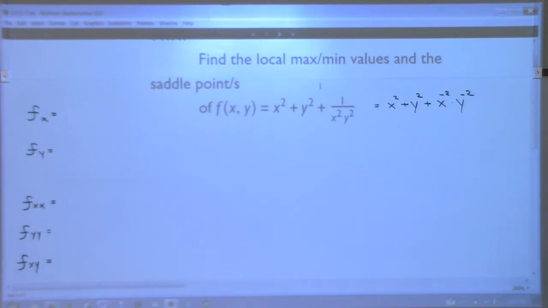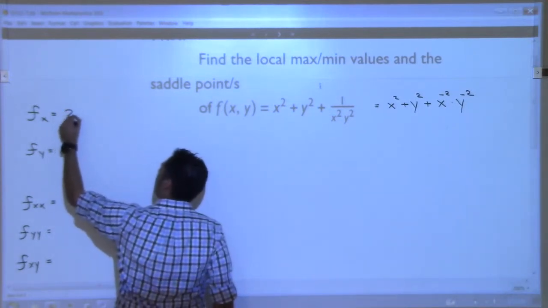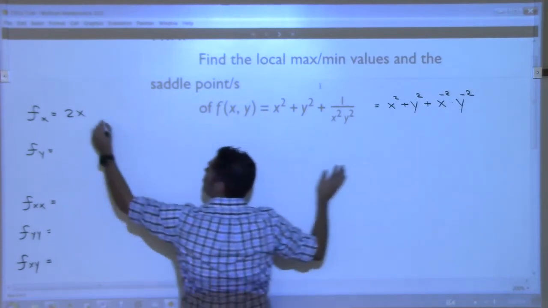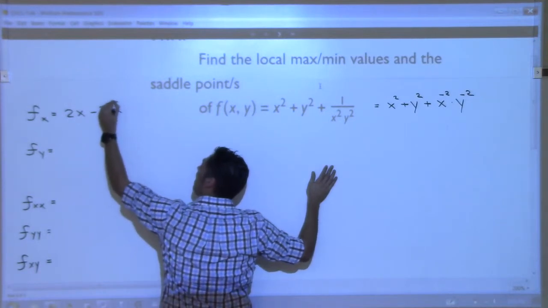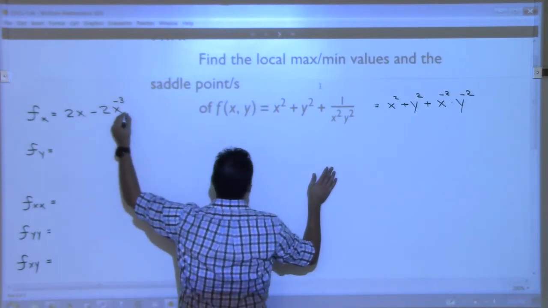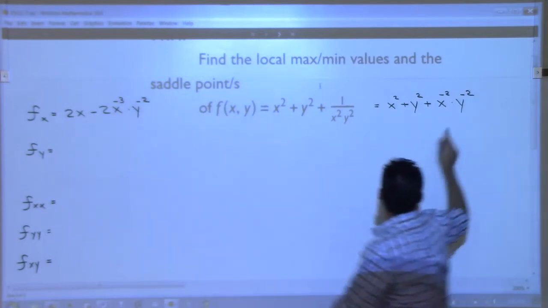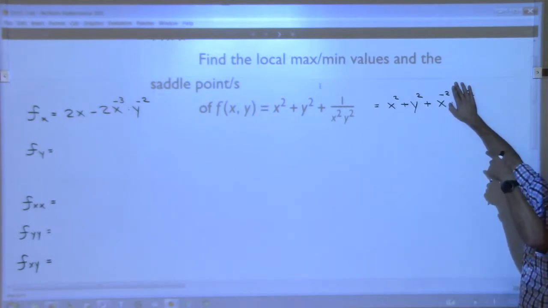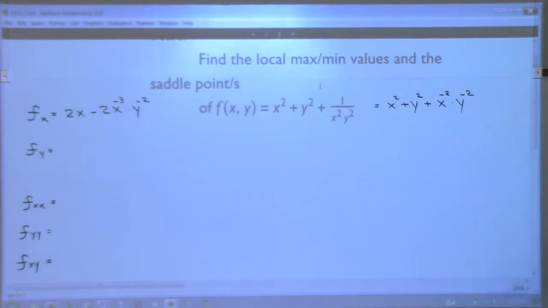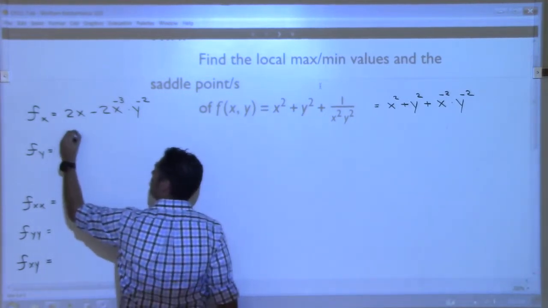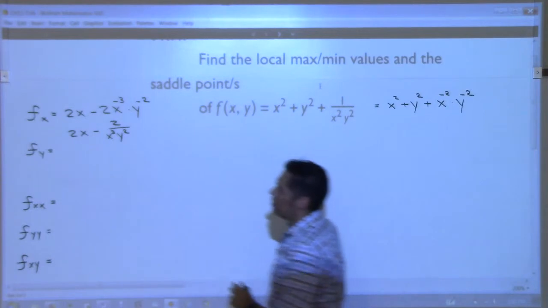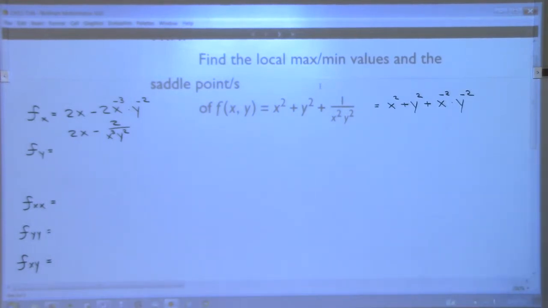Okay, what is our partial with respect to x? 2x plus 0, that's the derivative of this, and then here, minus 2x to the negative 3 times y to the negative 2. So we're treating this y like a constant. We're taking the derivative of x to the negative 2, so negative 2 drops out. We subtract 1 from negative 2, we get negative 3. Agree? Now, just for the sake of knowing what this is, 2x minus 2 over x cubed y squared, right? That's what that really is. Okay. Now, what's the partial of f with respect to y?